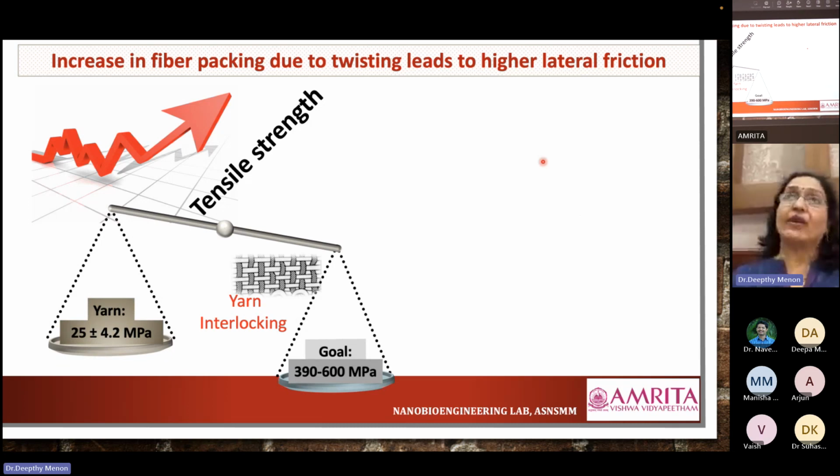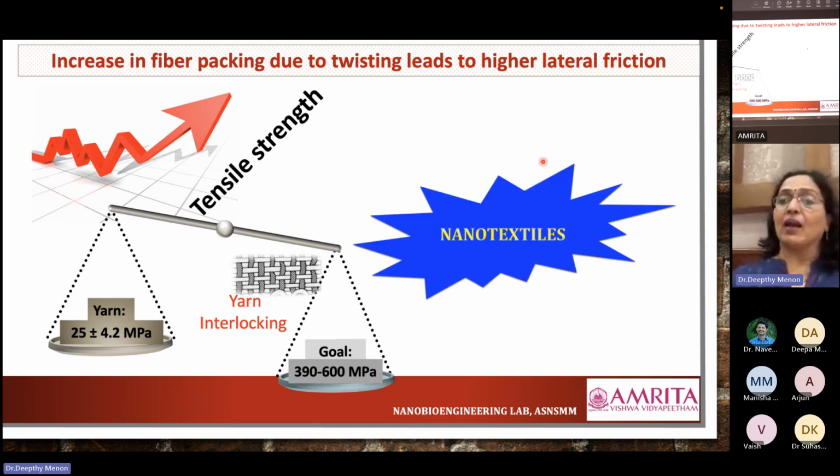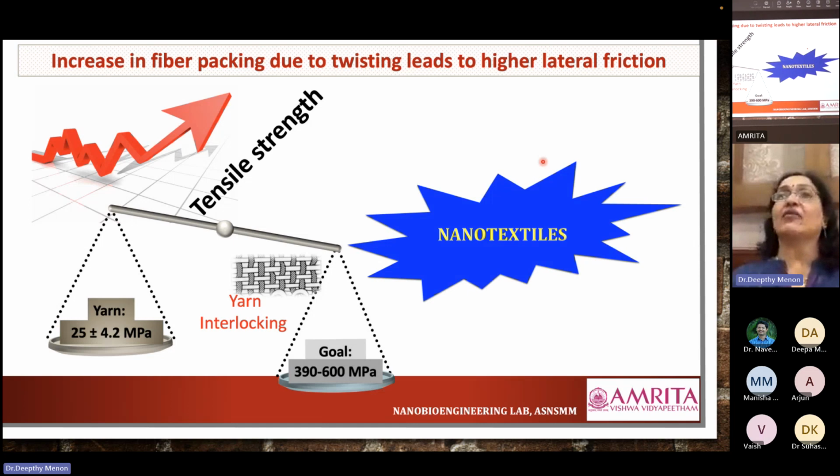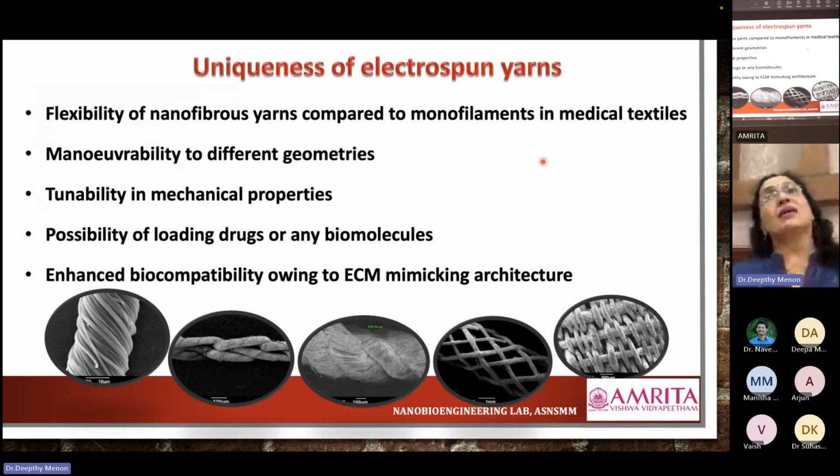We thought if you have a yarn, we can do an interlocking. That exposed to us the field of nanotextiles. And this is one of the fields that I have been investing heavily during these last 1 decade. So now, what is the importance of these nanotextiles? Or what is the importance of these yarns?